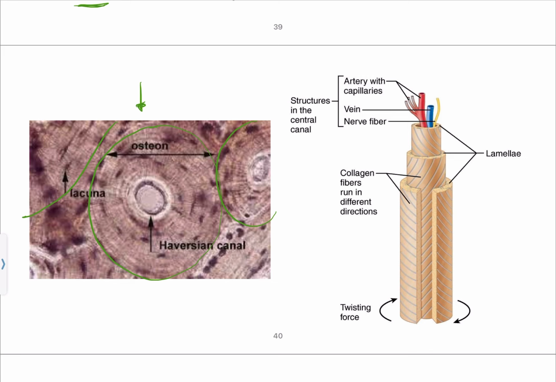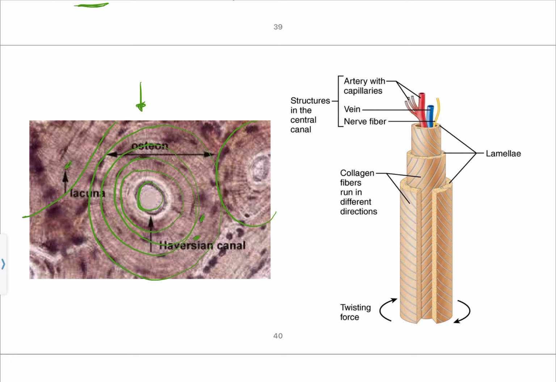So one osteon, which again is our structural unit of compact bone, in the center we see a hole, and this hole is the central or Haversian canal. Each osteon is made up of lamellae rings. So here's a ring, here's another ring, here's another ring. Each ring within the osteon is a lamella. We can also see in this picture these dark little oval spaces. Those are the lacunae in which our osteocytes are going to reside.